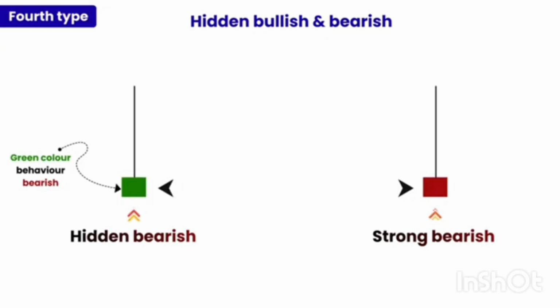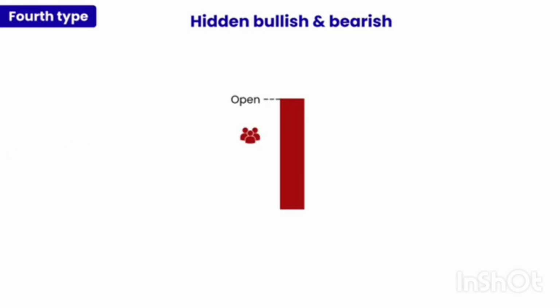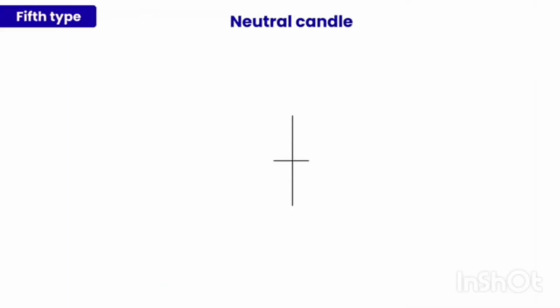Final advice: never make trading decisions based only on candlestick patterns. Always combine candlestick analysis with market structure, support and resistance, volume analysis, supply and demand zones, and overall market context. When these concepts work together, your trading accuracy can improve significantly.